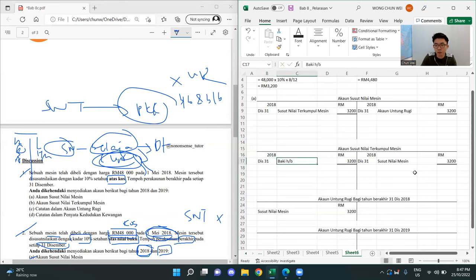So HB to BB. Okay. When there's HB, there must be a BB, after the next date. HB is on the last date of the year, December 31st. So BB will be the next date after 31st December, that will be 2019 January 1. So that will be your baki awal. And the amount is the same, right? Which is 3,200.